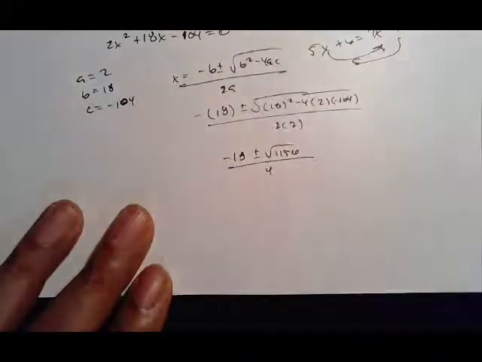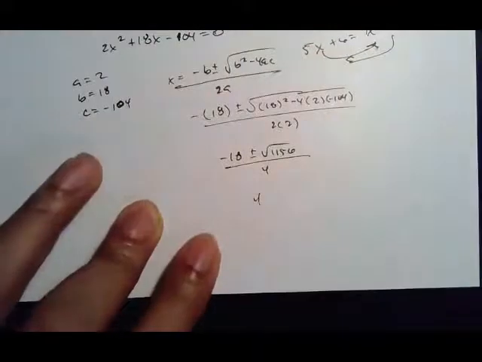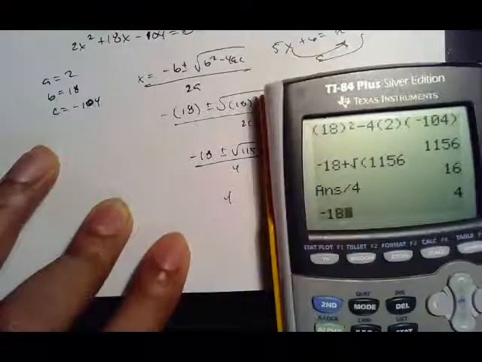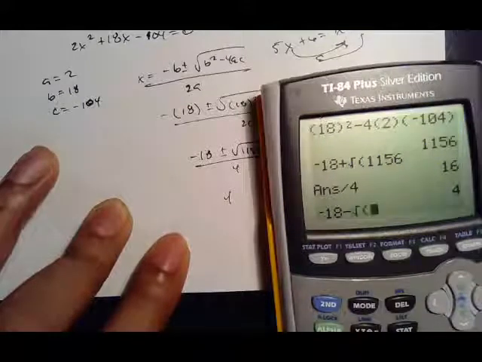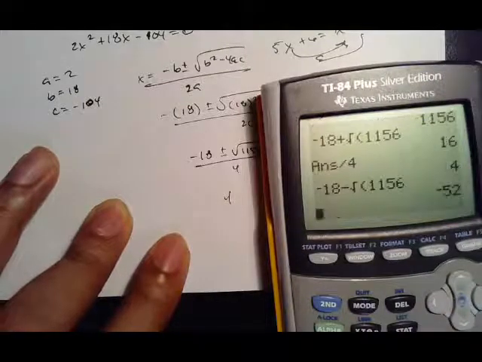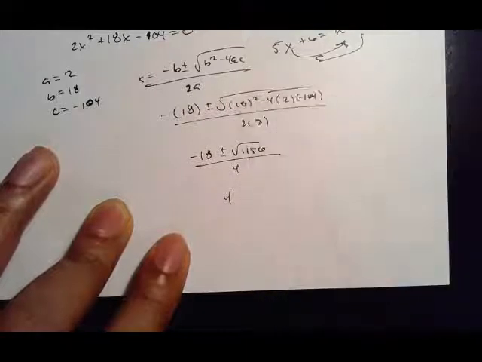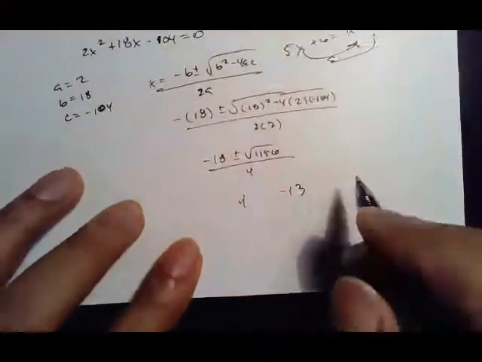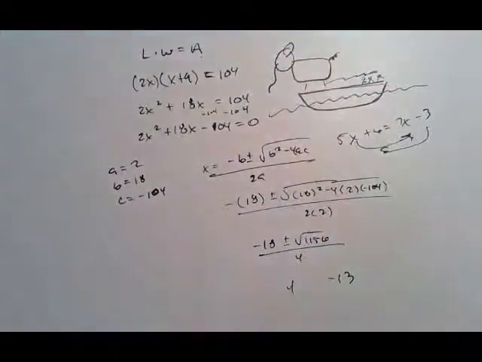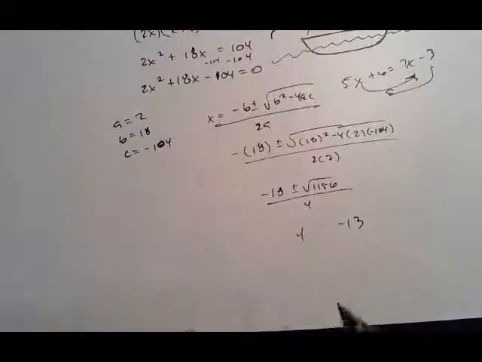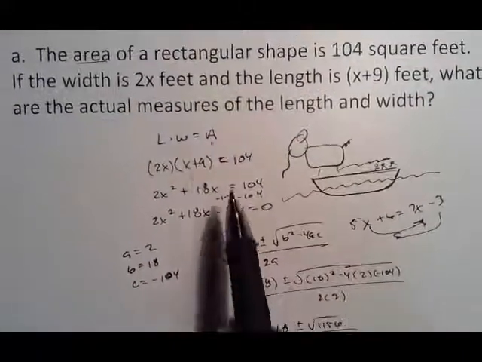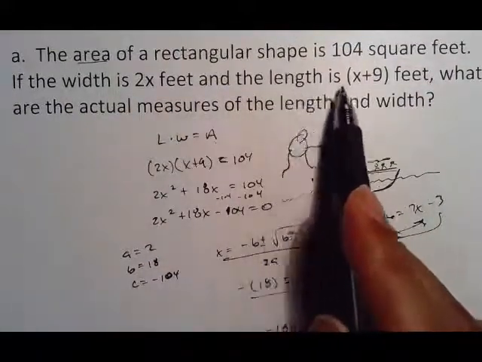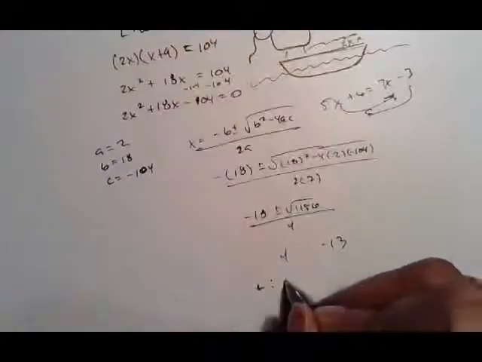is that it equals 16 divided by 4, which means one of my answers is 4. Then I would do negative 18 minus the square root of 1156, divided by 4, and get negative 13. Now here's where, because it's an application problem, you must use your common sense. We are talking about the actual length and width, and you need to plug those in. So your length here, based off of 4, because it says your length is x plus 9, will be 4 plus 9, which is 13.